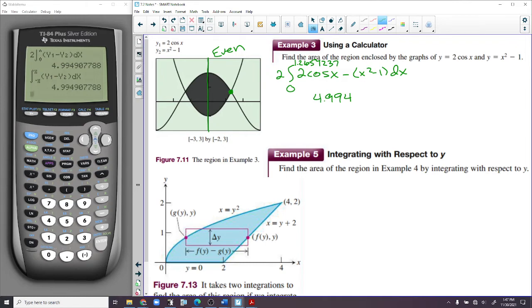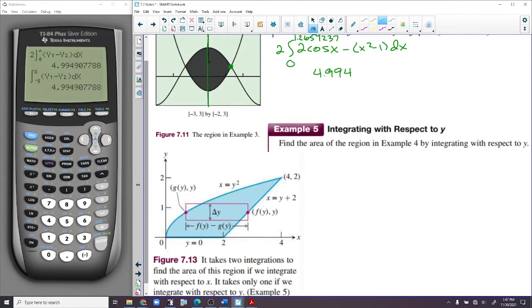Integrating with respect to y. Find the area of the region, example 4, by integrating with respect to y instead of x. So if we were to integrate with respect to x and go from 0 to 4, I'd have to split this at 2 because we have this area under the curve from 0 to 2. Then we have the area between two curves from 2 to 4. So I'd have to split this with 2 integrals, which is not a huge deal. It would be a little bit more work to do it this way.